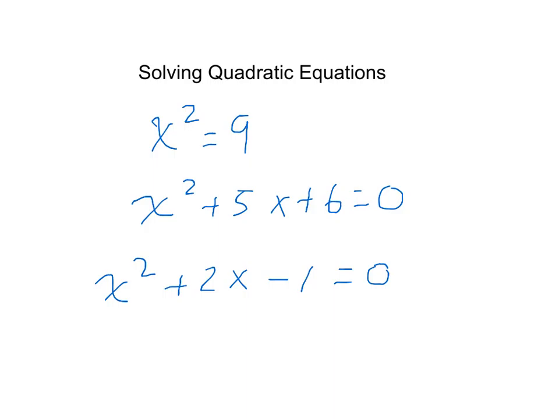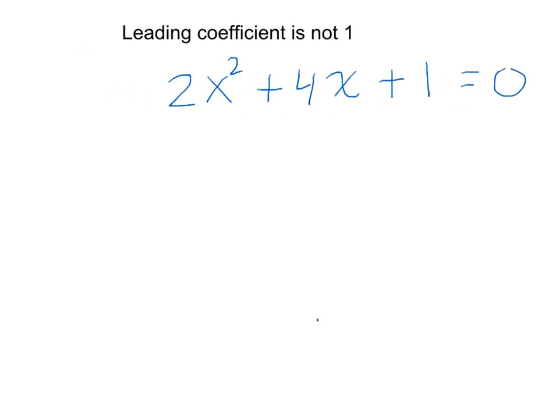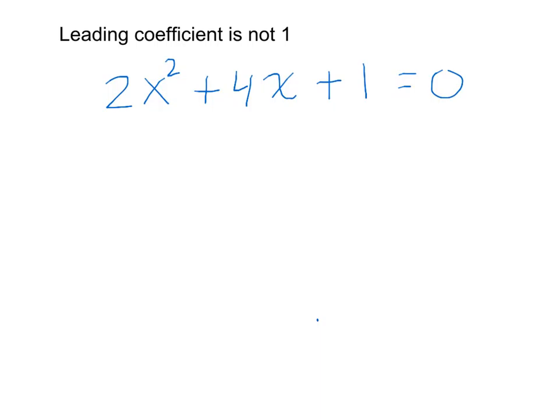We left the video thinking about what happens when the leading coefficient is not 1. In that case, we need to use a different method. We're still going to use completing the perfect square, we just need to add an intermediary step. We're going to divide everything by the leading coefficient. So we'll divide by 2, and what we get is x squared plus 2x plus 1/2 equals 0. And then we follow through with our typical steps for completing the perfect square.